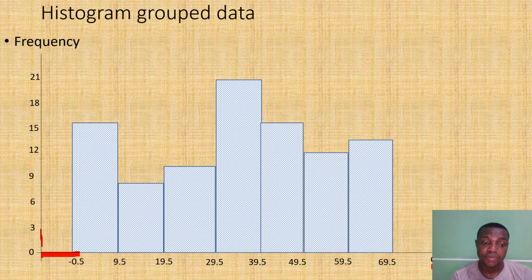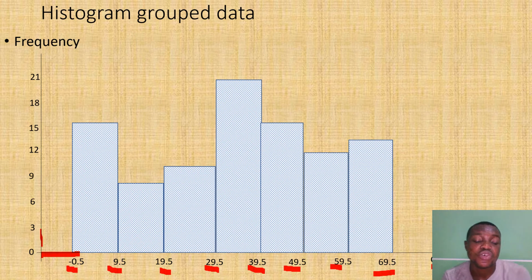So you record from the least class boundary to the highest one on the table you have drawn. You record them: minus 0.5, 9.5, 19.5, 29.5, 39.5, 49.5, 59.5, 69.5. Note, don't use greater than or less than. Use all the class boundaries. Then you locate frequency on the vertical axis. You make sure it accommodates the highest frequency.